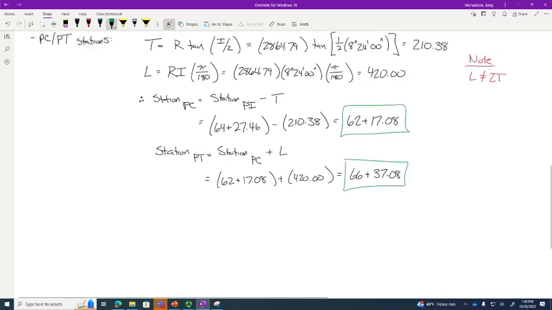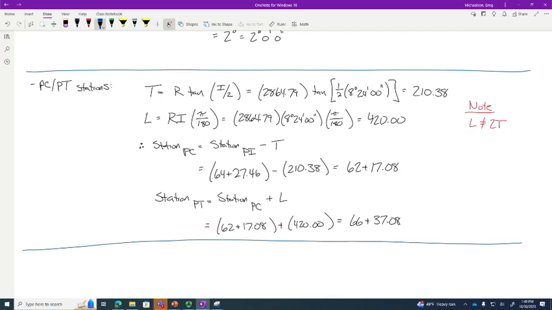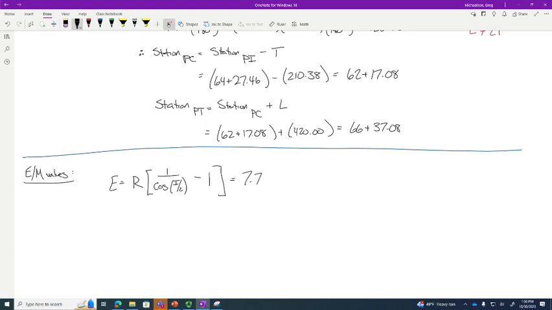All right. I'm going to go through these really quick because I know we're getting short on time. So these are very plug and chug. E, what we can do is just R times 1 over the cosine of I over 2 minus 1. And I'm just going to give you that answer because we're running short on time. This one ends up being 7.71.